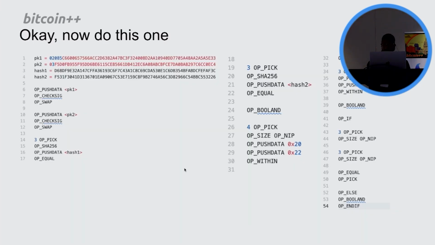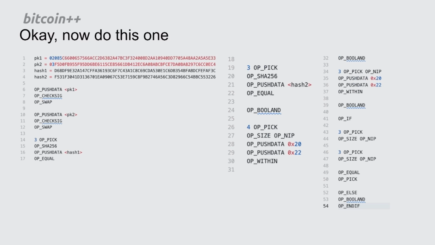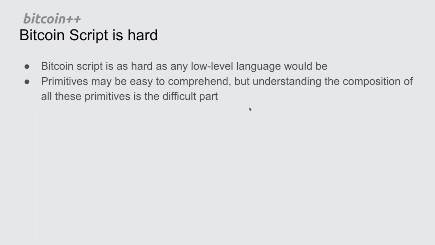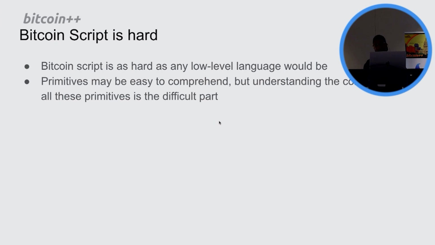And it's like, okay, well, now do this one, right? How easy is it to reason about this long script? You probably can after looking at it for a little bit, but it takes a while, and it's a stack-based language. It's very hard to reason about semantically when seen in this form. And the takeaway from that is that Bitcoin Script is hard. Not as hard as any low-level language would be, but primitives may be easy to comprehend, while understanding the composition of all these primitives is the difficult part.